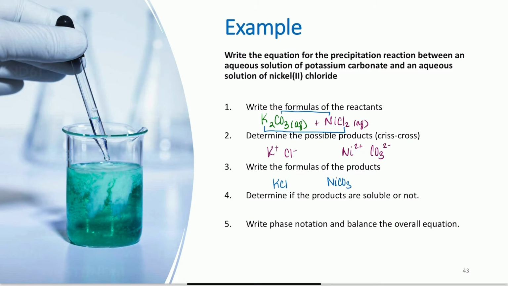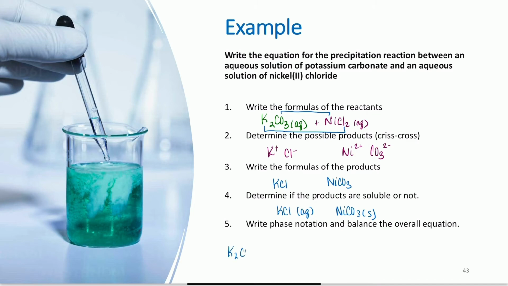Determine if the products are soluble or not. KCl is soluble. Nickel carbonate is not soluble. That is insoluble, so we write it as solid. Don't let that S confuse you. S just means solid phase. And then write phase notation and balance your overall equation.